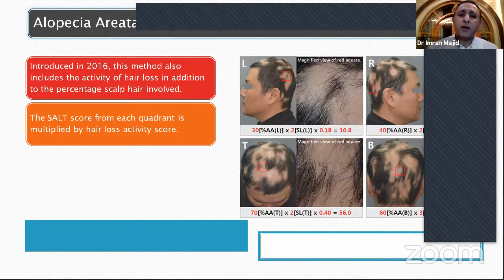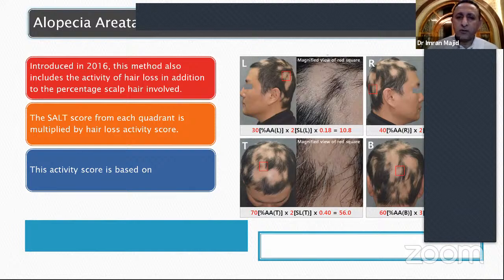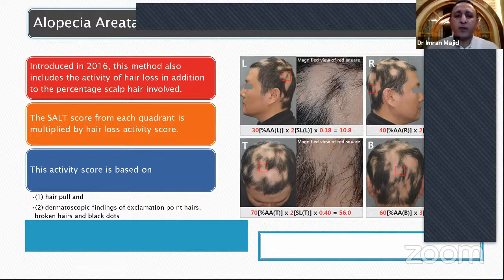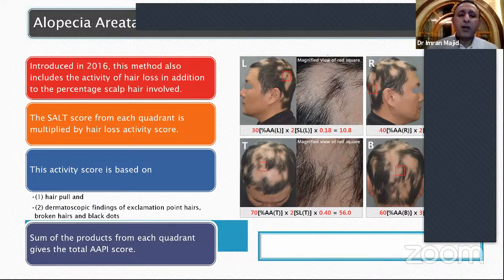The SALT score from each quadrant is multiplied as is done in the SALT scoring, and then the activity is also added. This activity score is based on the hair pull test as well as the dermatoscopic findings of exclamation point hairs, broken hairs, and black dots. The sum of the products from each quadrant of the scalp gives the total AAPI score.